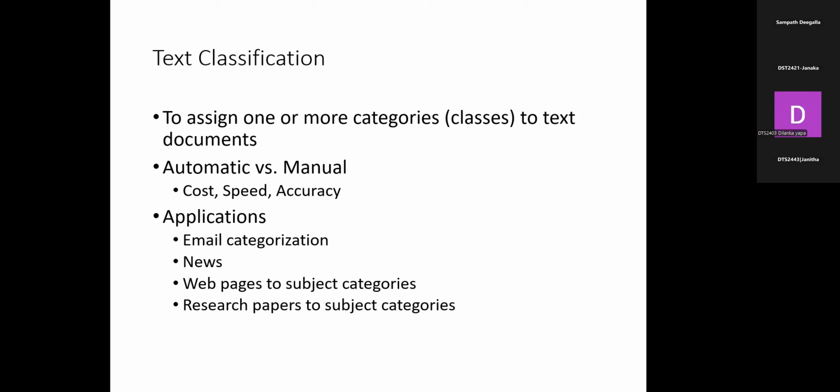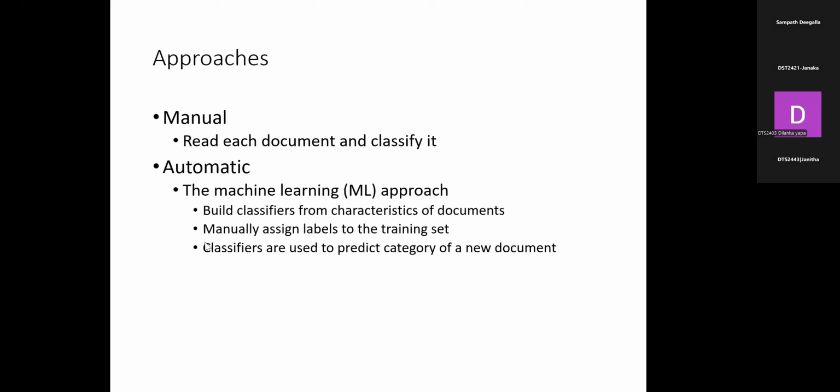For example, emails we can classify as spam emails and non-spam emails. News we can classify as political, entertainment, and so on. Web pages we can put into educational and non-educational, and research papers into various different specializations and so on. There are many applications in the text.